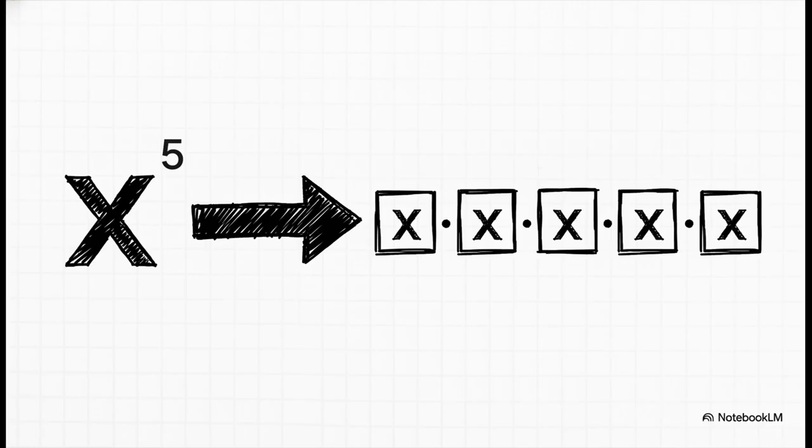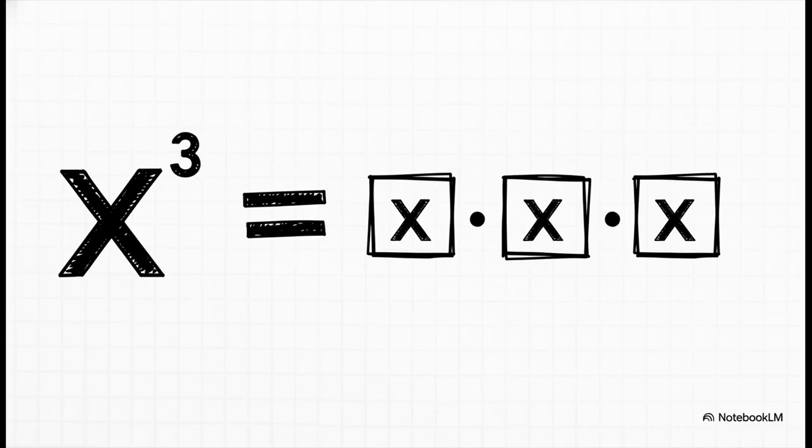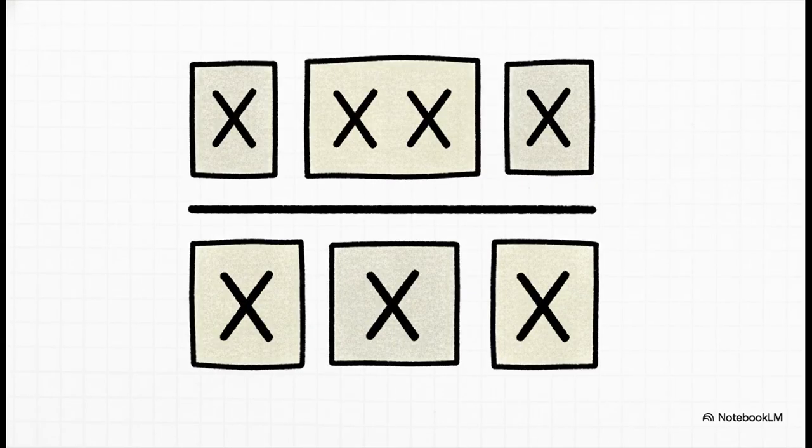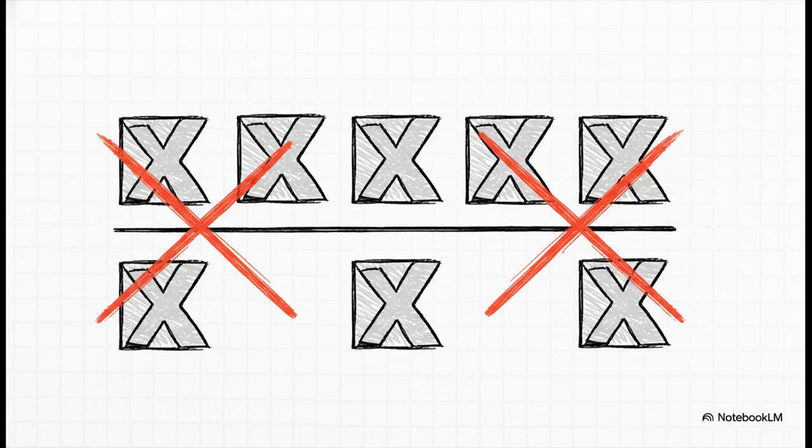We can write it all out the long way. And you guessed it, we're going to do the exact same thing for the bottom. x to the 3rd power is just x times x times x. Okay, so if we rewrite our original problem using these long expanded forms, this is what we're actually looking at. 5 x's on top and 3 x's on the bottom. And now for the fun part.